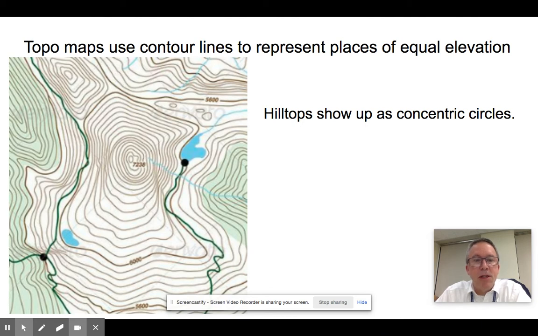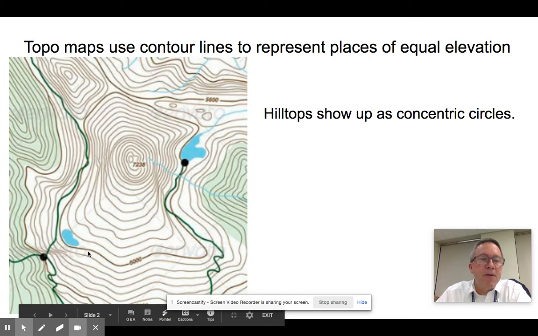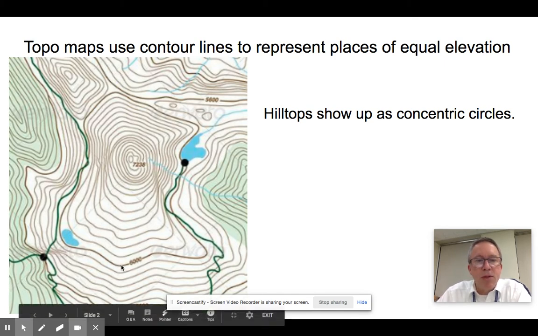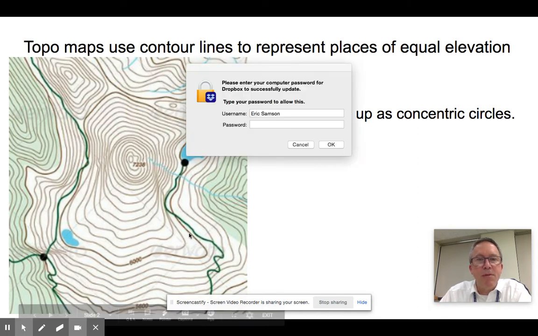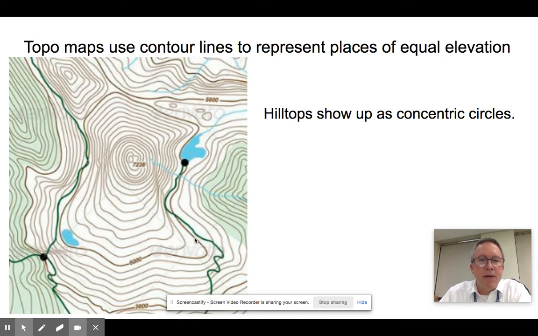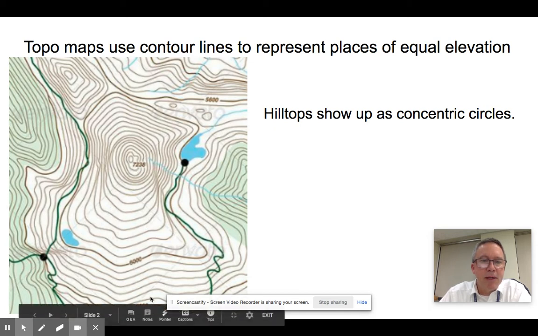visualize changes in elevation. So, the idea is on a topographic map, these contour lines represent points of equal elevation. So in here, all of these equal 6,000 feet. If I walked along this line here, I would not go uphill or downhill. I would be at a constant elevation. And if I go this way, I notice I'm going up towards this height here. If I go this way, I'm going downhill to this height down here.